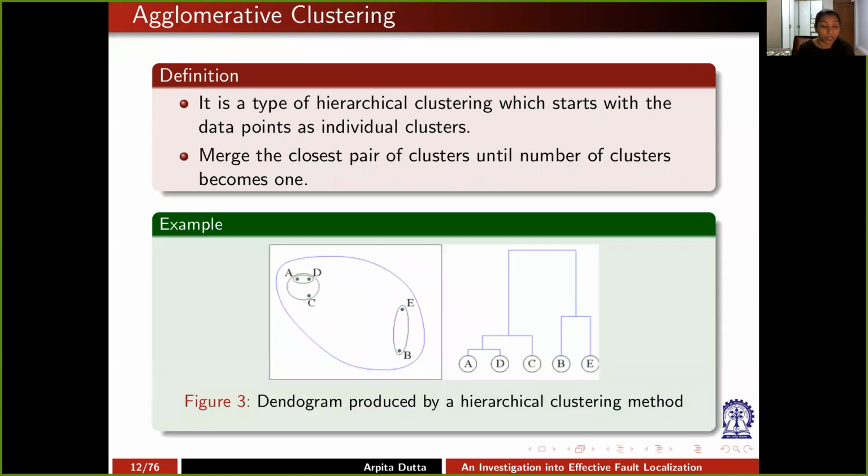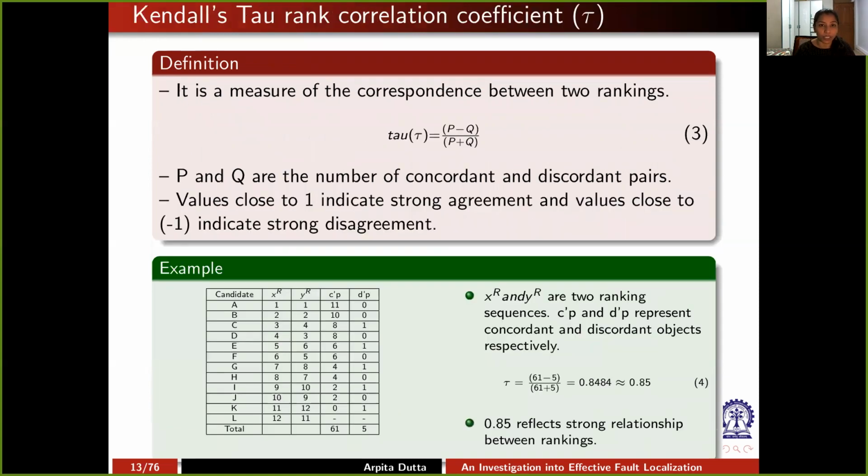Now coming to another definition, agglomerative clustering. In agglomerative clustering, initially we consider each element as a separate cluster, and step by step we merge the two closest elements into a single cluster, and we continue this process until all the elements become a single cluster. Kendall rank correlation coefficient is a metric which helps to determine the association between two different ranking sequences. And this is an example of that.